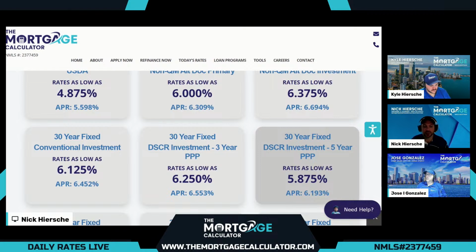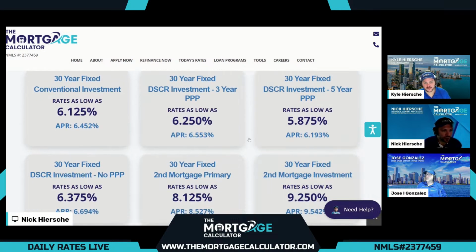Some of our DSCR programs allow a 5-year prepayment penalty, which beats conventional. Absolutely amazing. Rates as low as 5.875, final APR 6.193. And we do have a no prepayment penalty option.